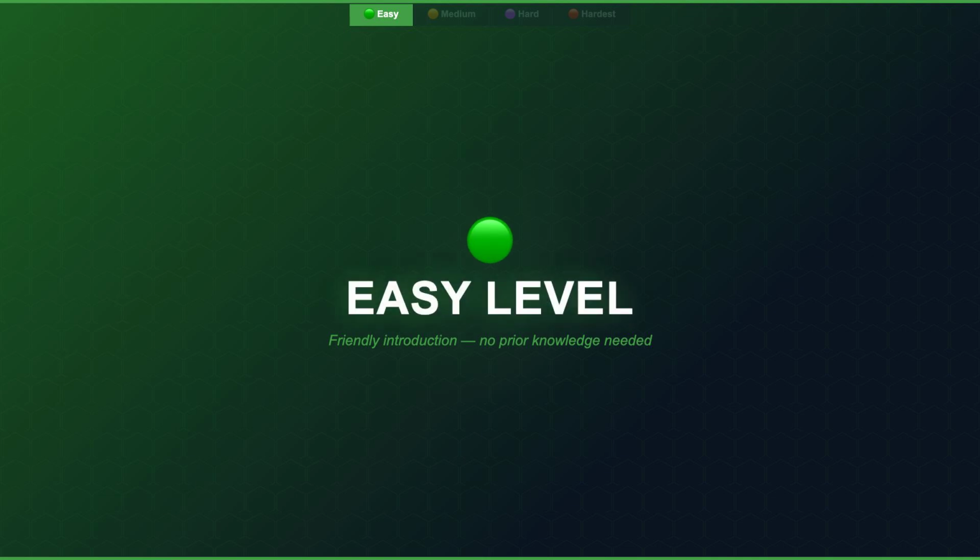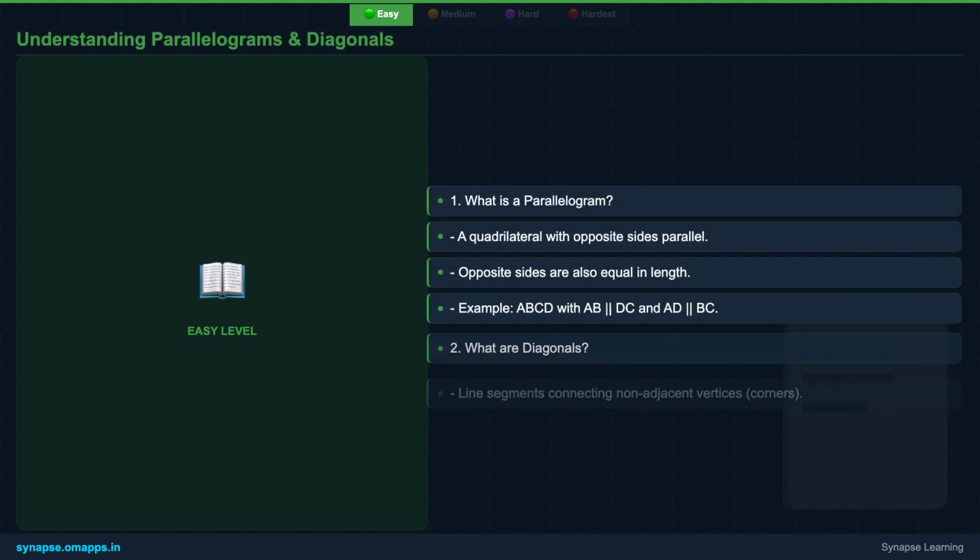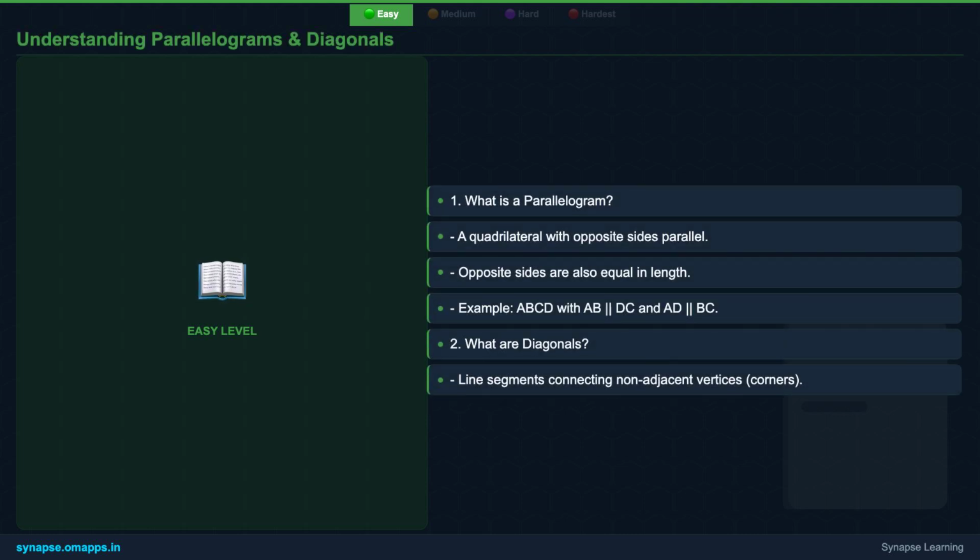Let's start with the basics. What exactly is a parallelogram, and what happens when we draw lines connecting its opposite corners? First, what defines a parallelogram? It's a four-sided figure, a quadrilateral, where its opposite sides are not only equal in length but also run perfectly parallel to each other. Think of it like two sets of parallel railroad tracks meeting to form a shape.